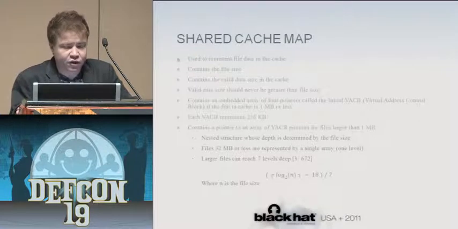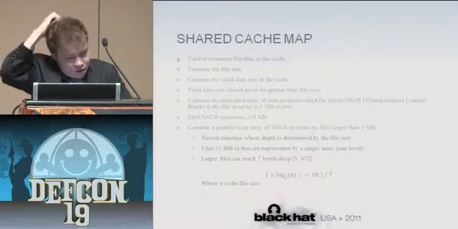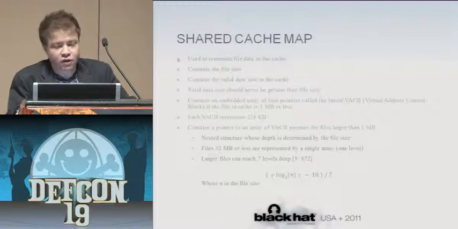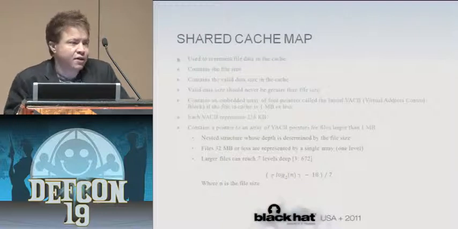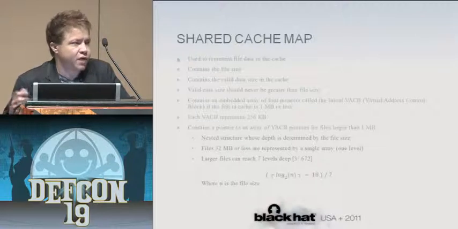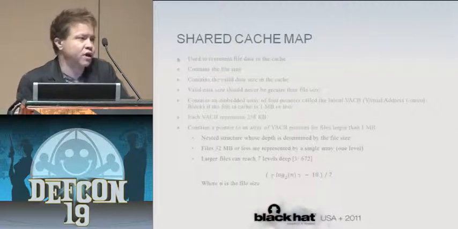It can represent 32 megabytes if it's 1 level deep. I forget the number, but I believe each array has 128 entries. If you read Mark Russinovich's and David Solomon's book on Windows Internals, chapter 13, I believe, in the newest version, is all about the cache. They'll tell you how to calculate the depth of this tree. So arrays of arrays of arrays of arrays, it gets really fun.